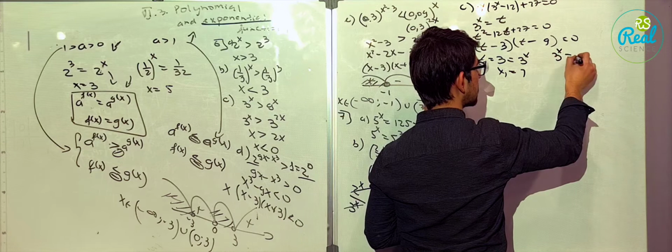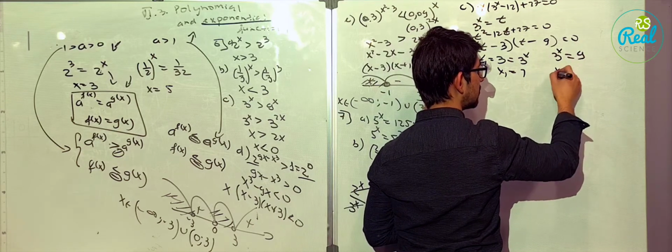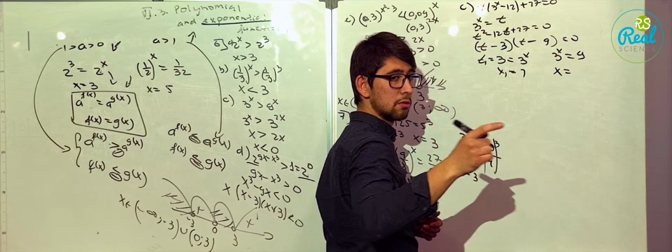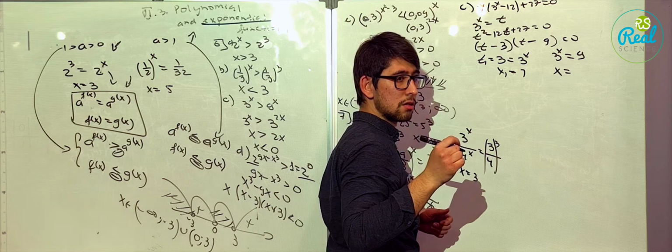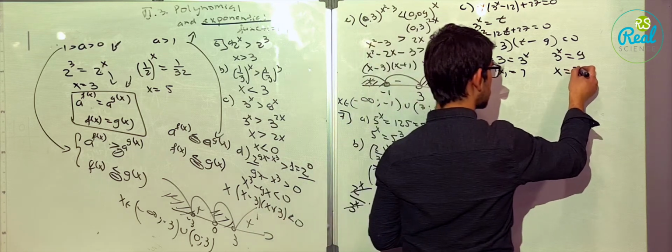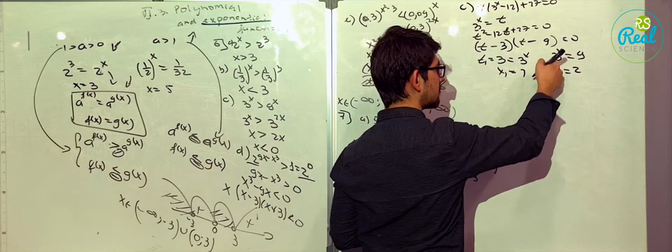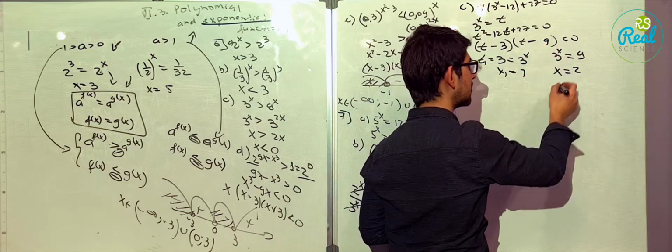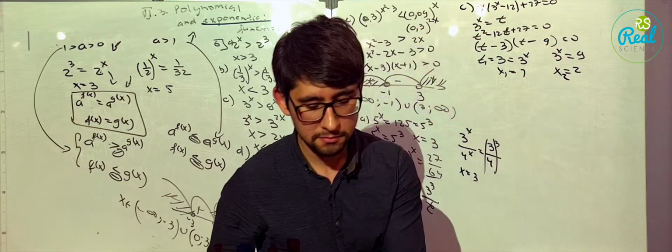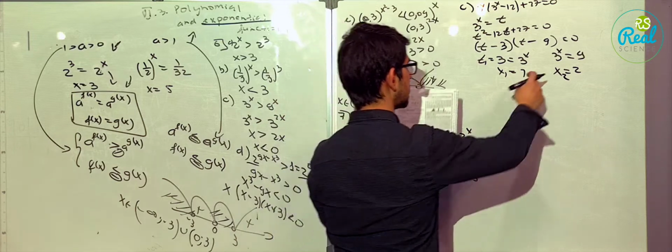3 on the power of x equals to your second t, which is 9, and your x equals to? 3 squared. How did it become 3 squared? 3 multiplied by 3. So the second x equals to 2.